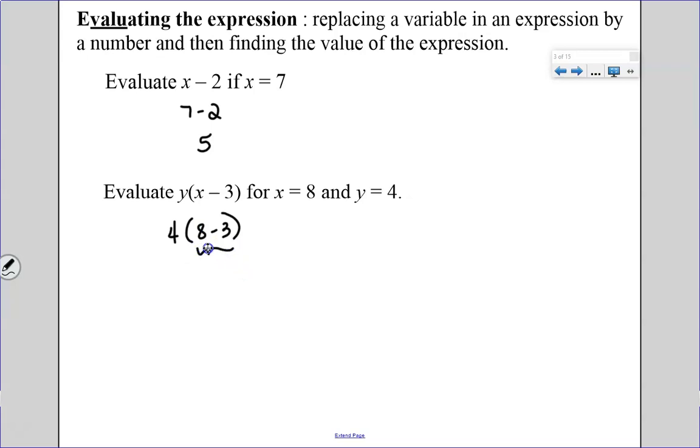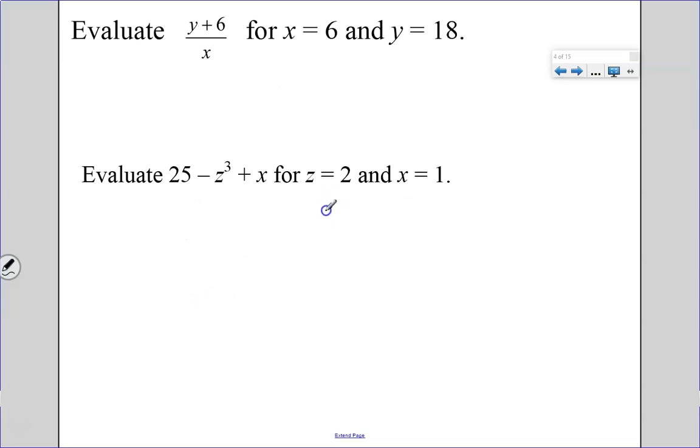So 8 minus 3, we'll do the parentheses first, which gives you 5. And then a number touching a parenthesis means to multiply. So 4 times 5 is 20. Okay, let's look at this example. We're going to put an 18 in for y and add 6, and then put a 6 in for the x. Simplifying the top first, we would have 24 divided by 6, which would be equal to 4.